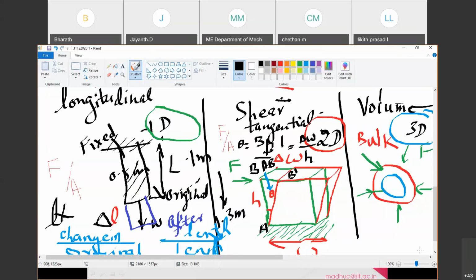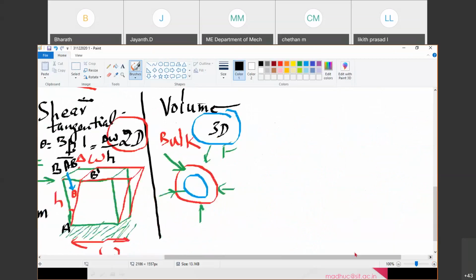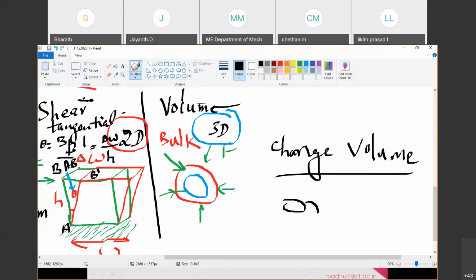Then when it comes to the final one, your volume strain, how do you define volume strain? Volume strain is nothing but the change in volume divided by the original volume.